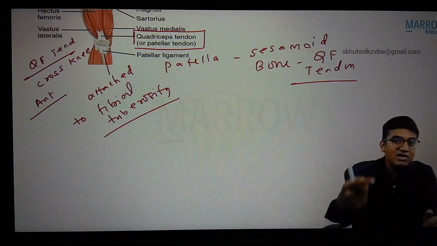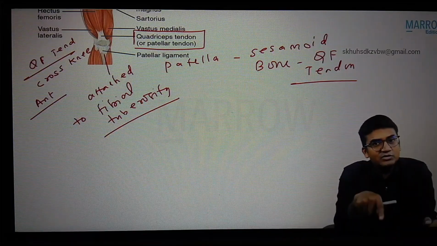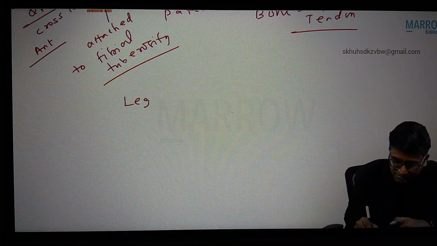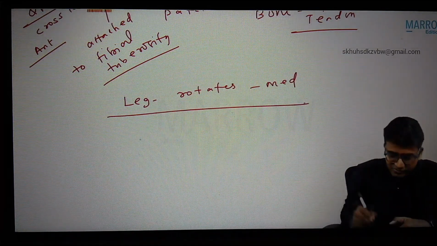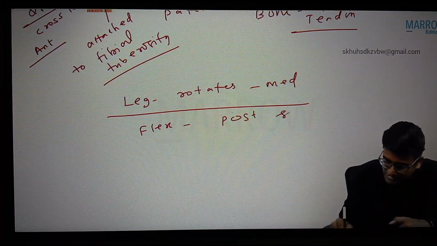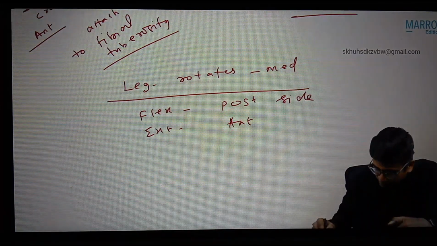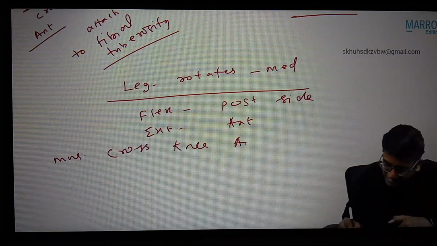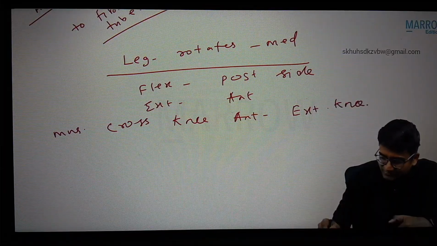So, muscles crossing the knee on the back side, what do they do? Flexion. Muscles crossing the knee in front, what do they do? Extension of the joint. So, please remember, because the leg rotates medially, the flexor compartment of the leg goes to the back side, posterior, and the extensor compartment to the front side. So the muscle crossing the knee anteriorly does extension of the knee.